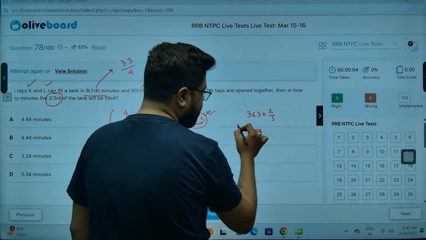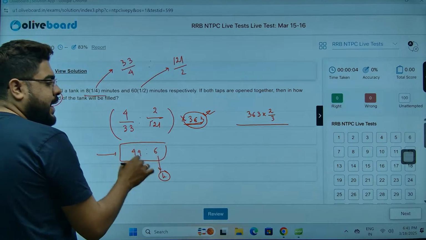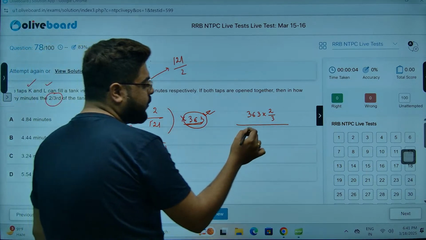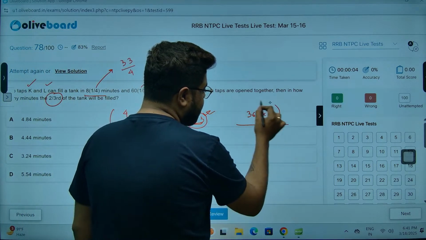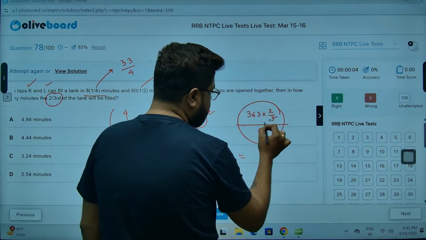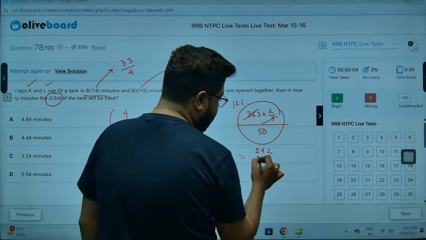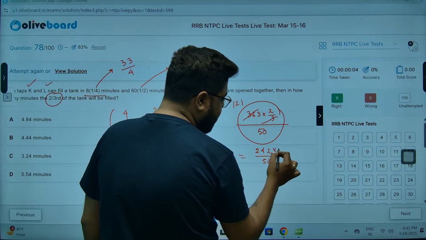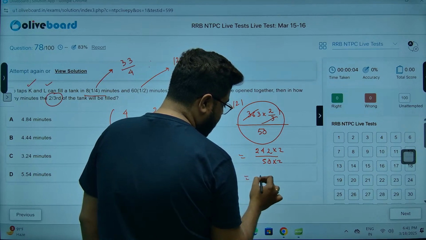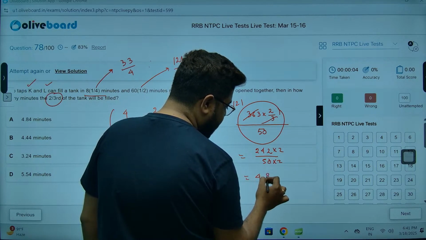Who is filling? The filling efficiency of K and L together, which is 44 plus 6, 50 liters. This is the time: 242 by 50. Do one thing, always multiply by 2 into 2. 484 by 100 means 4.84.